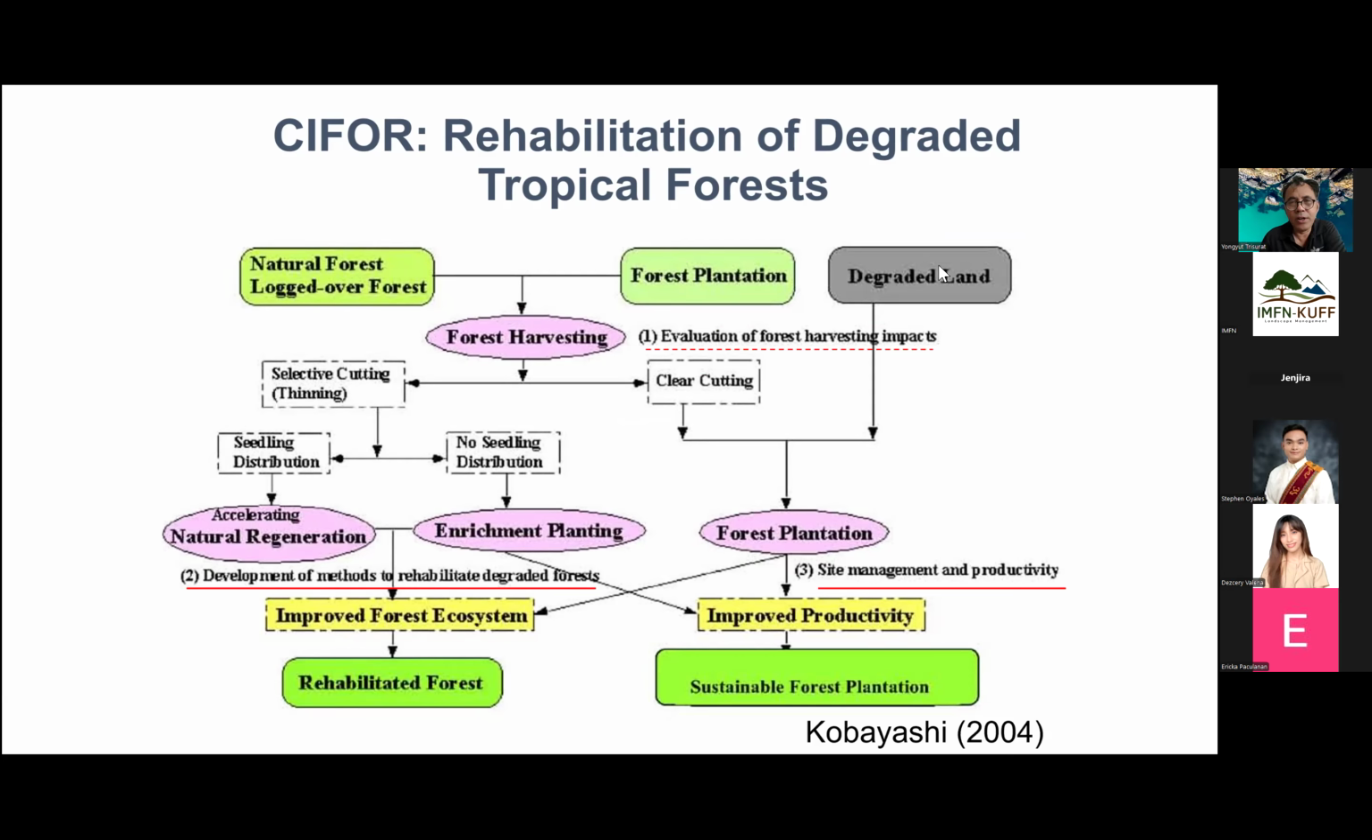And the other one is the forest plantation. And the last one is degraded forest. So for forest plantation and logged-over forest, we have some degree of forest harvesting. As I already mentioned, for the natural forest, selective cutting or thinning is normally promoted, while in the forest plantation or monoculture practice, clear cutting is very common.